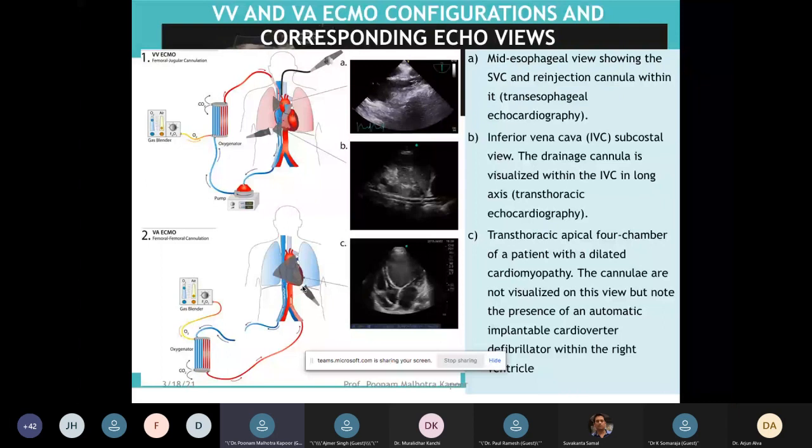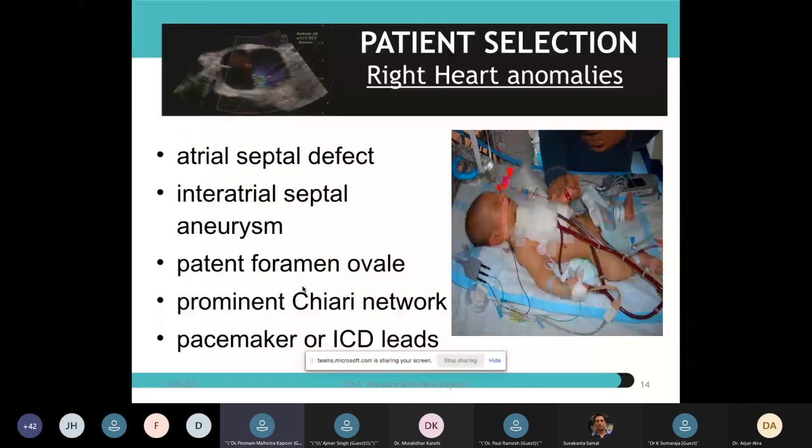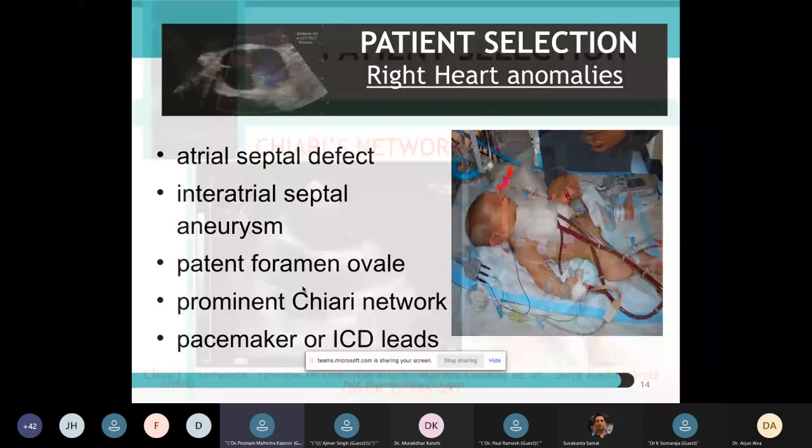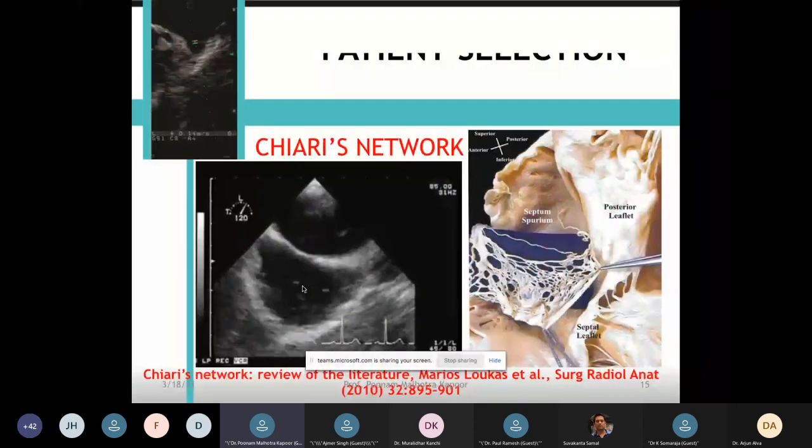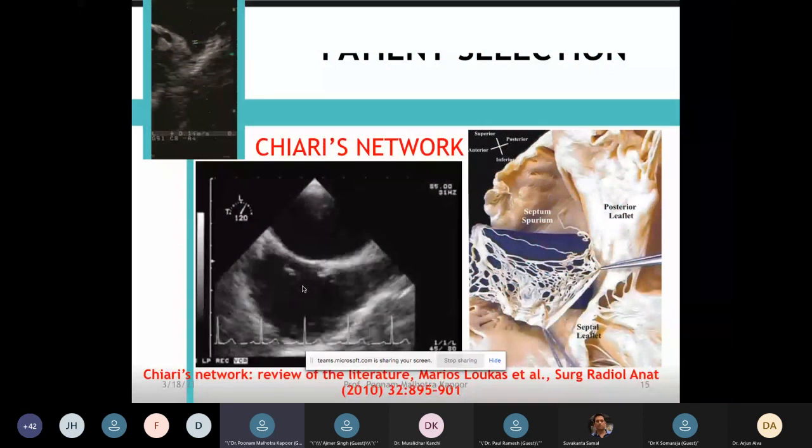In the apical four-chamber view with dilated cardiomyopathies, these are the patients for whom we normally put an ECMO or a VAD, and the cannulas may not be visualized very nicely on an apical four-chamber view, but on a subcostal view you can see the cannulas, and you can also see them in a suprasternal view on transthoracic echo. But any right heart anomalies, an ASD, an interatrial septal aneurysm, a PFO, a prominent Chiari network, pacemaker or ICD leads should be ruled out before you put an ECMO on the right side as a central ECMO.